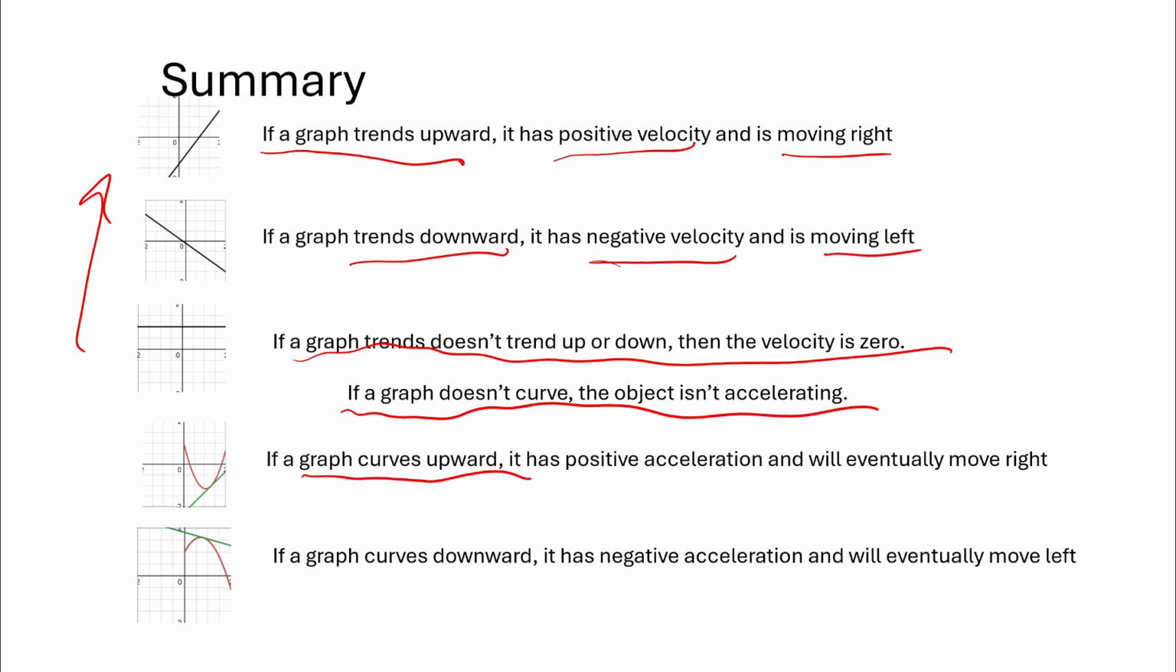If a graph curves upward, it has positive acceleration and will eventually move to the right. Okay, notice I don't say it has to move to the right. In the beginning of the journey, it has a negative slope. That means it's moving left. What I do say is that if the acceleration is positive, it will continue to work on the velocity until it makes the velocity a positive number, and eventually the object will move right. And then, of course, the opposite.